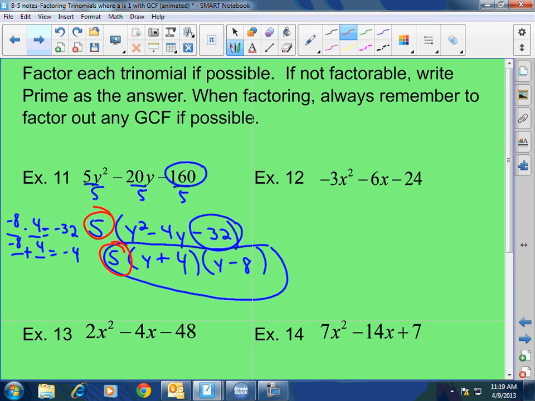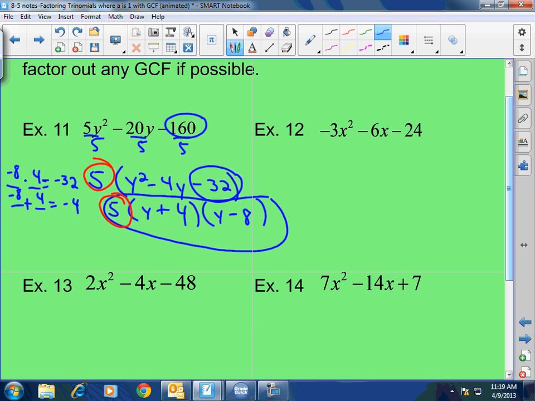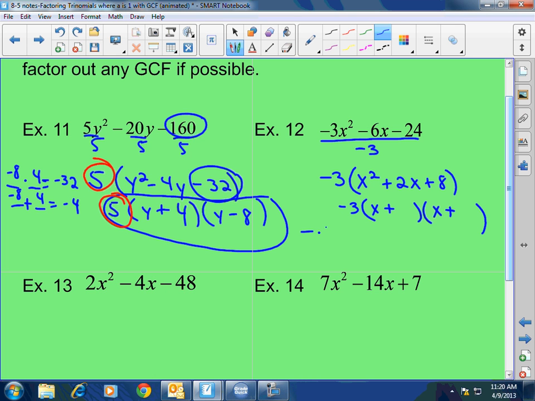Okay, next. For example 12. Before we start getting to factoring this bad boy, what does anyone notice? Does anyone notice anything about a GCF here? Yes, sir. Yeah, that's exactly right. So I'm going to factor out a negative 3 from everything, giving me an x squared plus 2x minus 8, plus 8. So my setup, I got my negative 3 here, my x, they're both pluses, so plus plus. What times what equals 8, guys, but when added together equals 2?